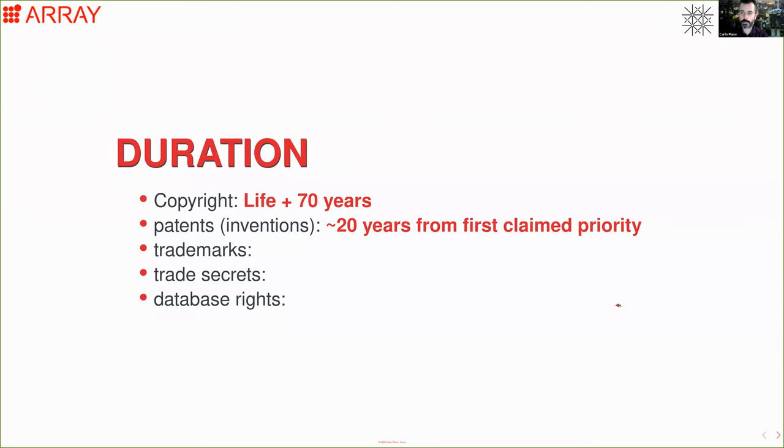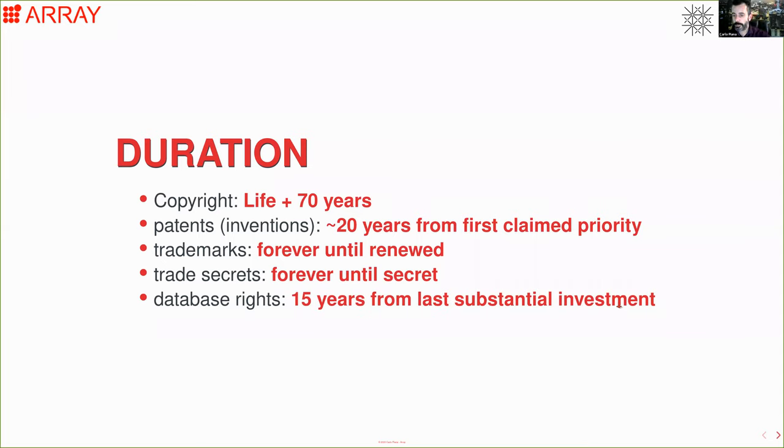You can get some extension on technicalities, but that's the duration and it cannot be renewed, unlike trademarks. Trademarks can last forever as long as you renew them, as long as you use them, because if you fail to use, you lose them. But they can last forever until you renew and pay for them. Trade secrets, of course, remain protected as long as they are relevant, i.e. they are secrets and valuable. And database rights have 15 years duration from the last substantial investment.